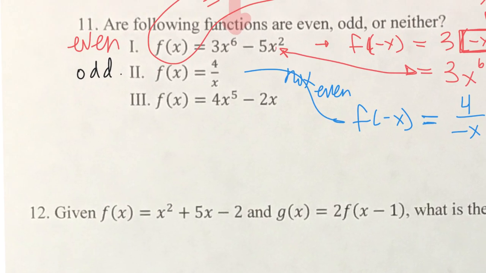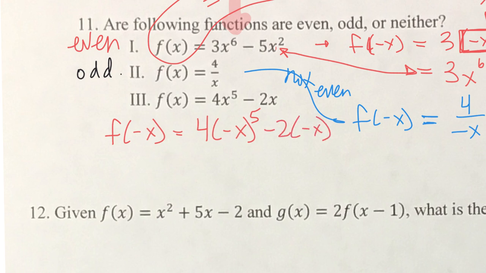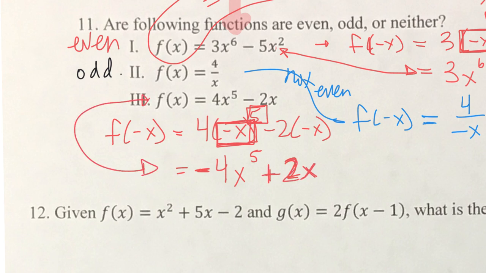Okay, one more. First, we test for even, so we replace x with negative x. So 4 times negative x to the fifth minus 2 times negative x. Okay? So a negative raised to an odd power will always be a negative. So we can take the negative from the x and put it in front of your coefficient, because the entire term is going to be negative. And then, of course, a negative times a negative is a positive 2x as the second term. So comparing to our original, notice that they are not the same, so this is not an even function.